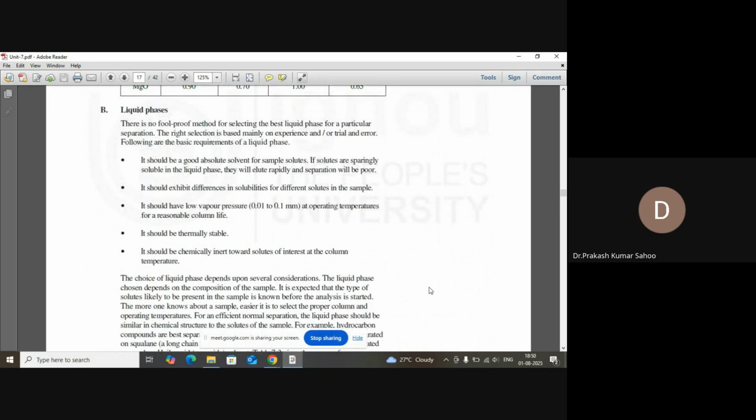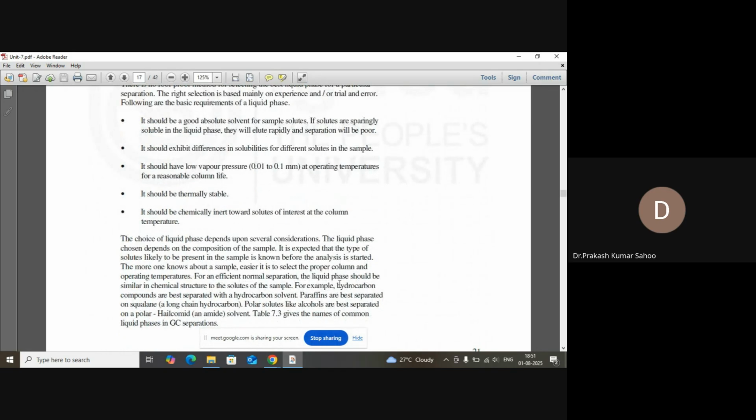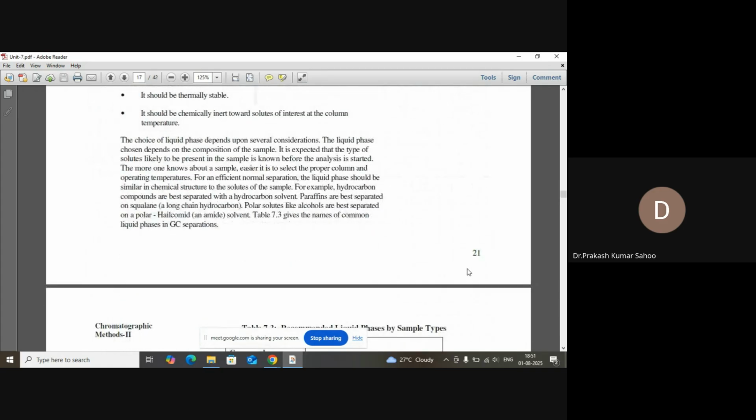So the liquid phase should be a good solvent for the sample or solute. If solutes are sparingly soluble in the liquid phase, they will elute rapidly and separation will be poor. It should exhibit differences in solubilities for different solutes in the sample. It should have low vapor pressure, like 0.01 to 0.1 millimeter at operating temperature for a reasonable column life. It should be thermally stable. It should be chemically inert towards the solute of interest at the column temperature.